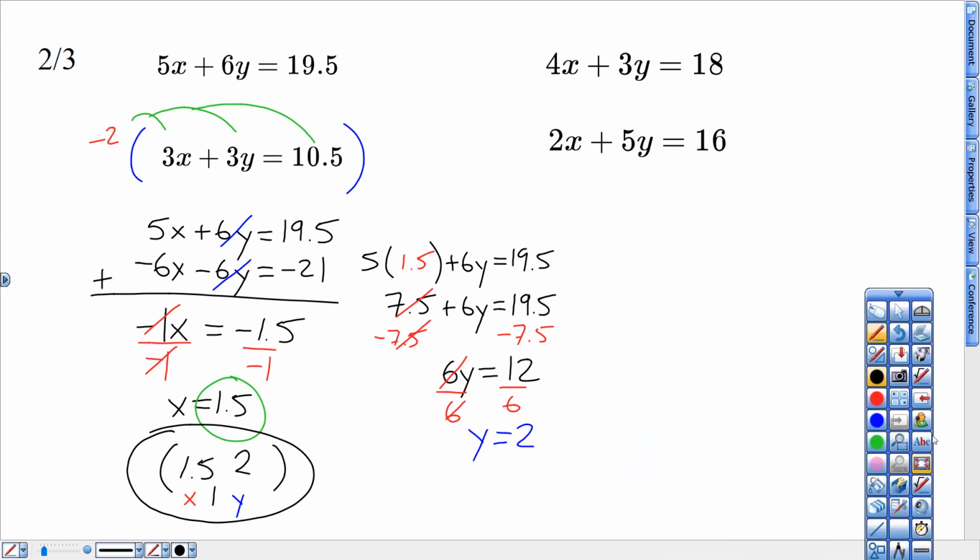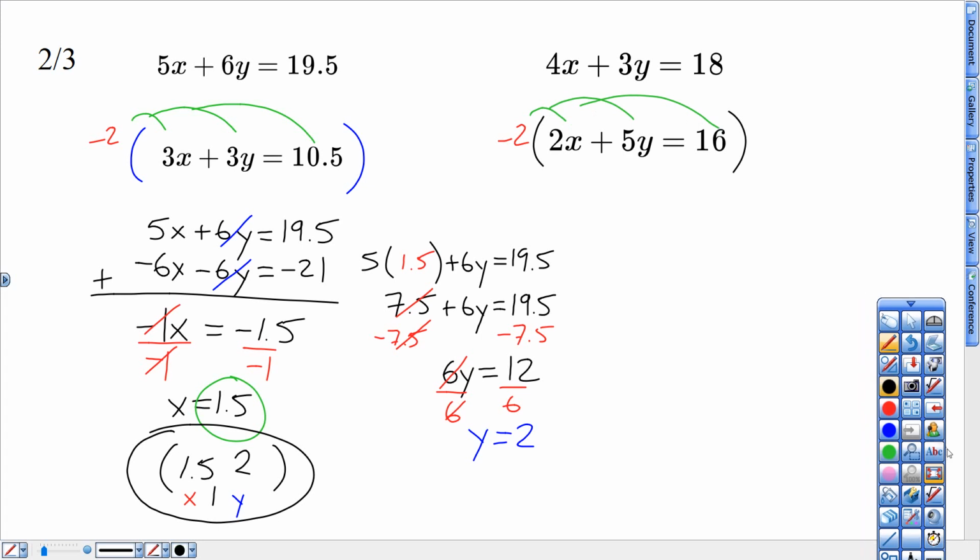Next one. This one, I'm not going to isolate and get rid of the y's. This one, I'm going to times and get rid of the x's instead, just to show you that it doesn't matter which variable you get rid of as long as you eliminate one of them. So here you go. My little adjustment, timesing that whole bottom row by -2.